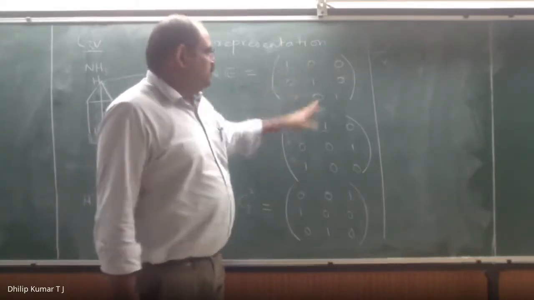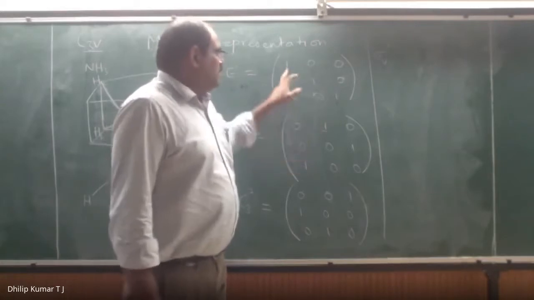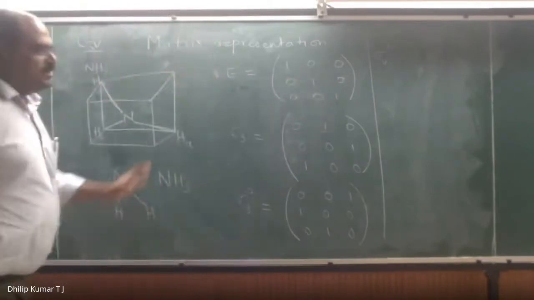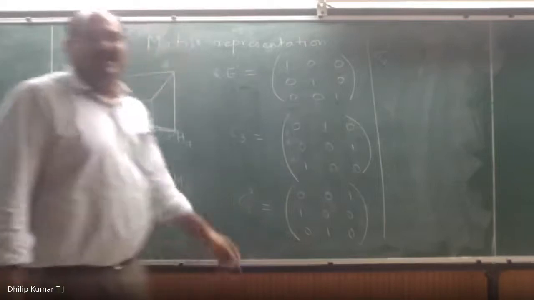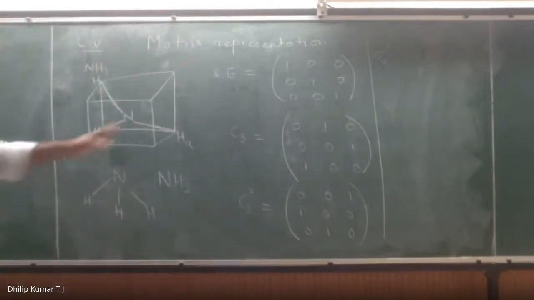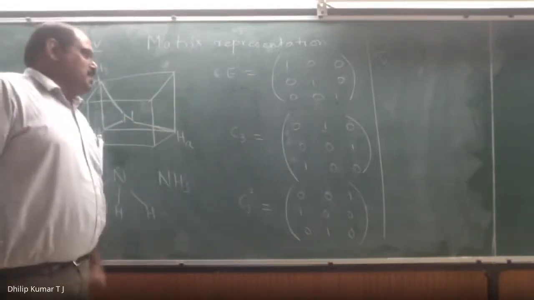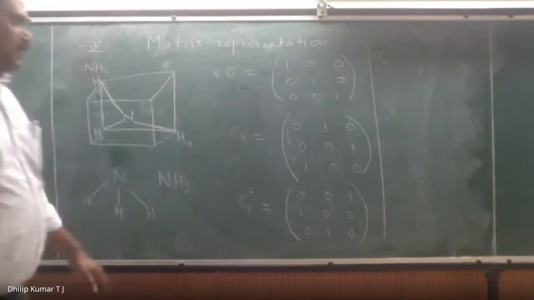HA goes to the HB position. This is HB, right? So the first atom goes to the HB. Like that, we are writing the matrix. The shifting of atoms, we are writing in terms of a matrix form. Okay, I'll give more examples and you will appreciate better.